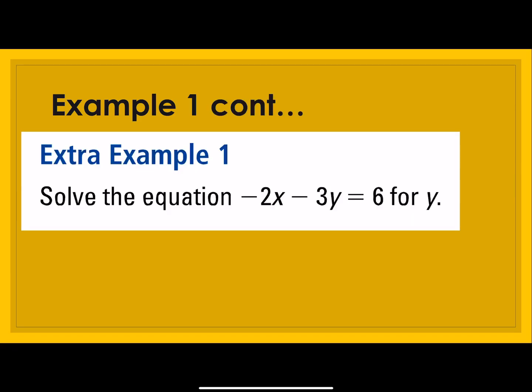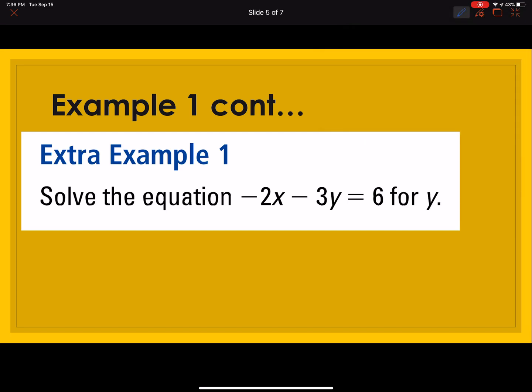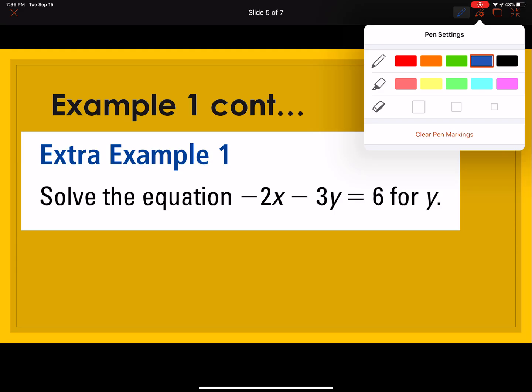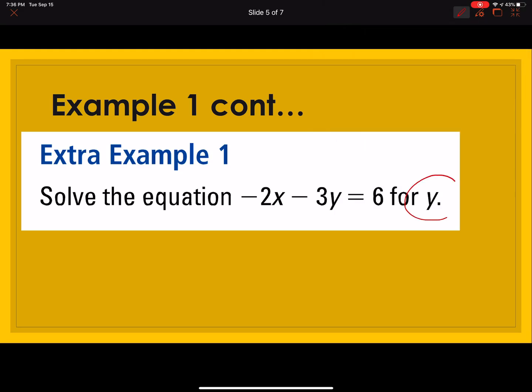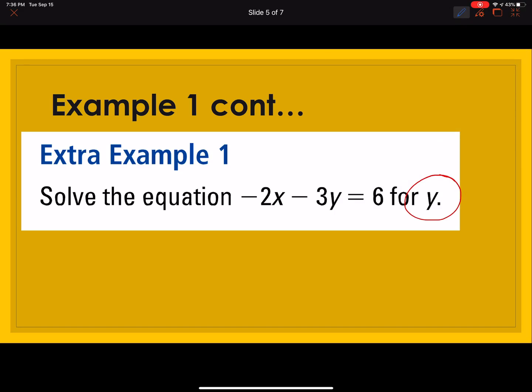Okay, example 1 continued. Let's talk about an extra example here. Solve the equation negative 2x subtract 3y equals 6 for y. So we're solving for y again. That's always important to remember. And I'm going to go ahead and write this down. So negative 2x subtract 3y equals 6. And we want to isolate y.